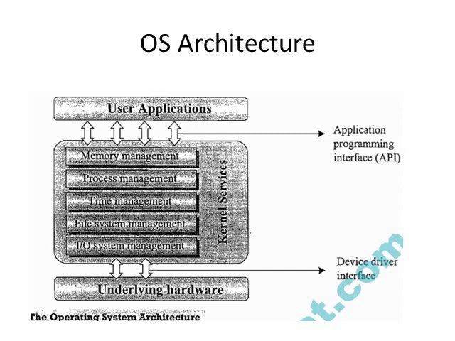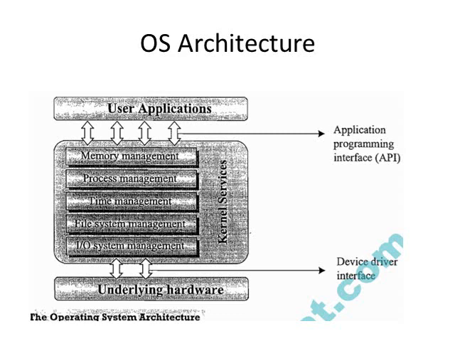Let us see the architecture of the operating system. As we said, the operating system acts as a bridge between the application and the hardware. The kernel is the core part of the operating system. Kernel services act as a bridge between the user application and the hardware, and different kernel services are mentioned in the architecture. The interface between the kernel and the user application is known as the application programming interface, whereas the hardware is connected with the kernel through the device driver interface. So this is the basic operating system architecture.